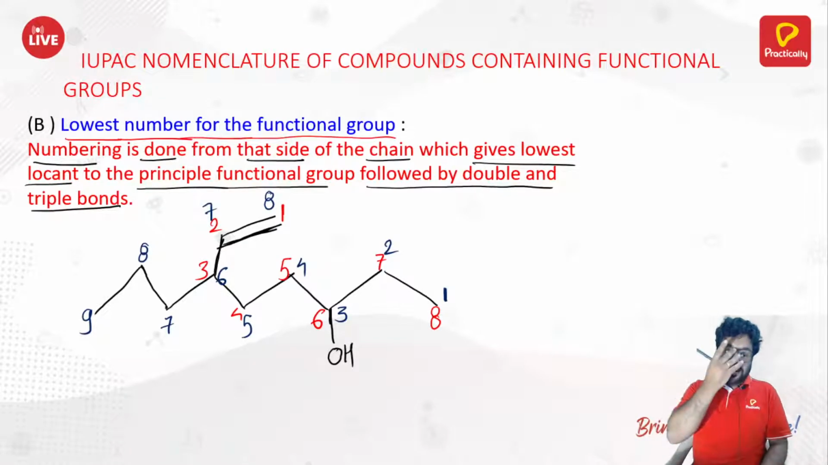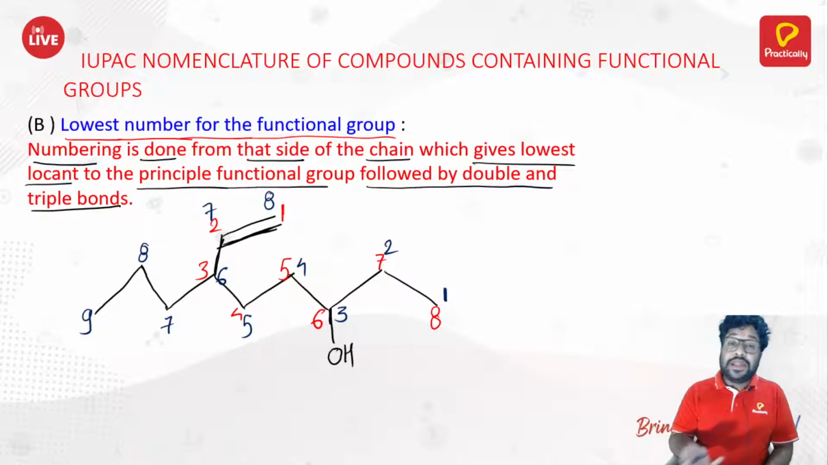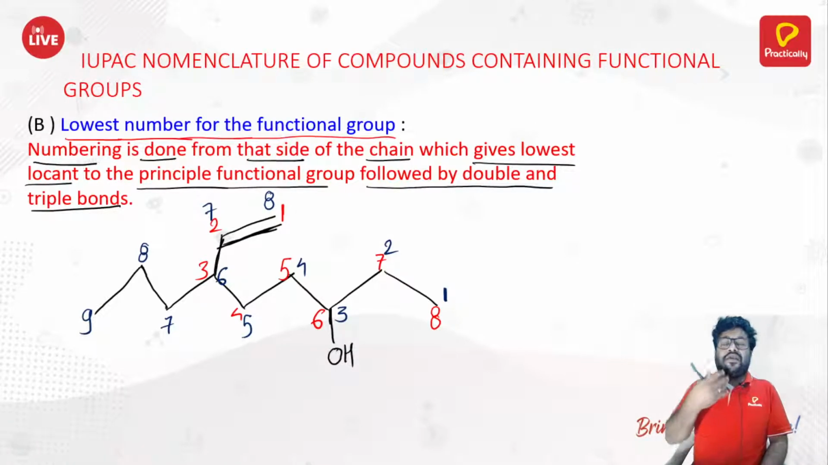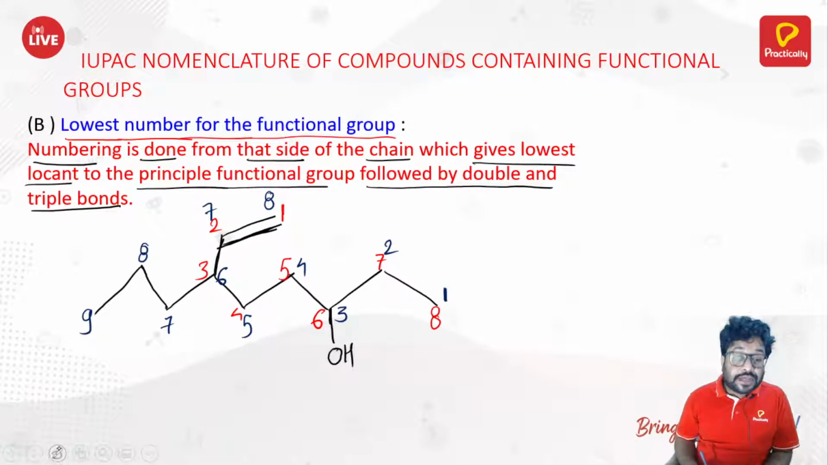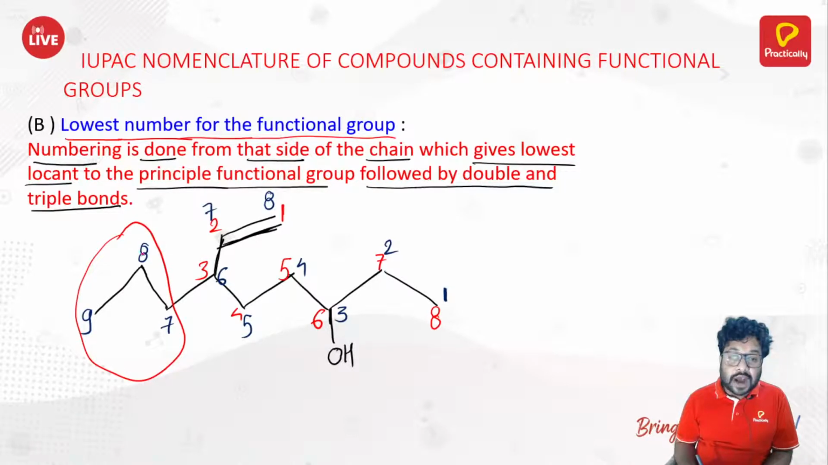Secondly, we also need to consider the alkene or double bond in the counting. And in doing so, you might not have the longest possible chain. So the other part then becomes the substituent. So this is your substituent now. And you count like this: 1, 2, 3, 4, 5, 6, 7, 8.